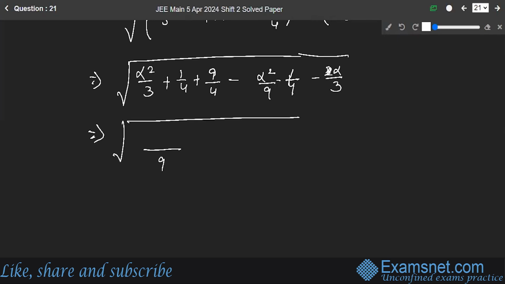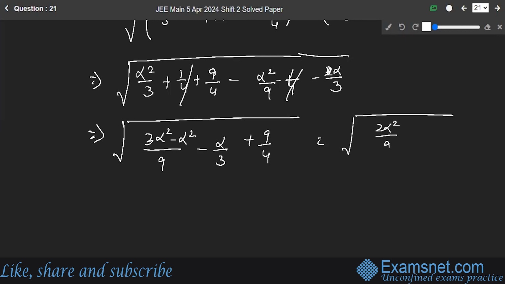Let's take the LCM. This will be 3 alpha squared minus alpha squared, and minus alpha upon 3. And this will cancel, plus 9 by 4. This is equal to 2 alpha squared by 9 minus alpha upon 3 plus 9 by 4. Right? So now, you are also given in the question that sigma minus mu is equal to 2.